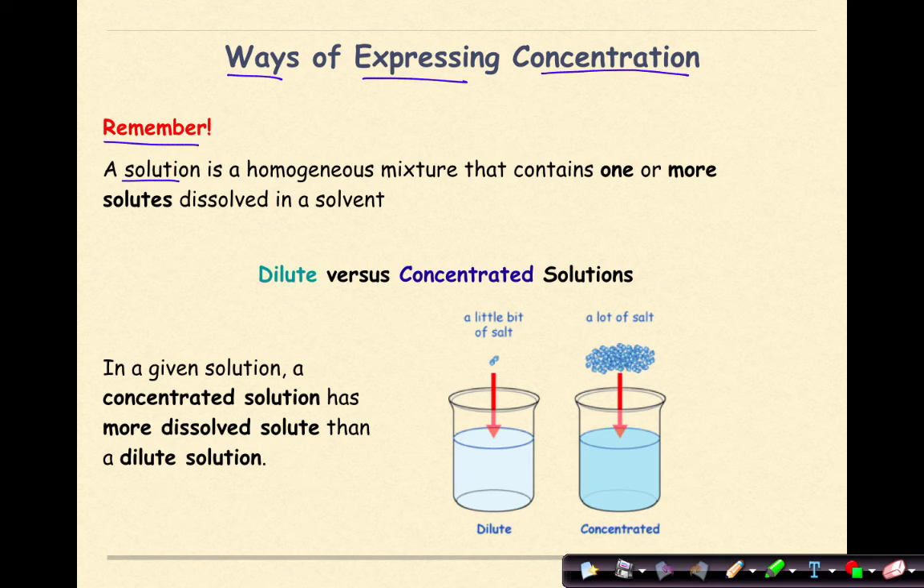Remember, a solution is a homogeneous mixture that contains one or more solutes dissolved in a solvent. So in a given solution, a concentrated solution has more dissolved solute than a dilute solution. If we have two beakers, each with the same amount of water in it, adding a little bit of salt would be considered a dilute solution of salt, and adding a lot of salt would be considered a concentrated solution of salt, because there's more solute in the solvent.